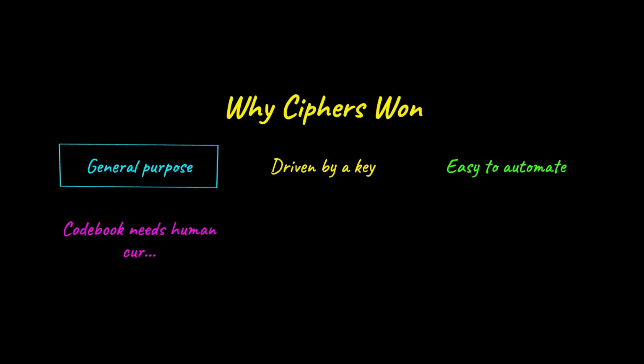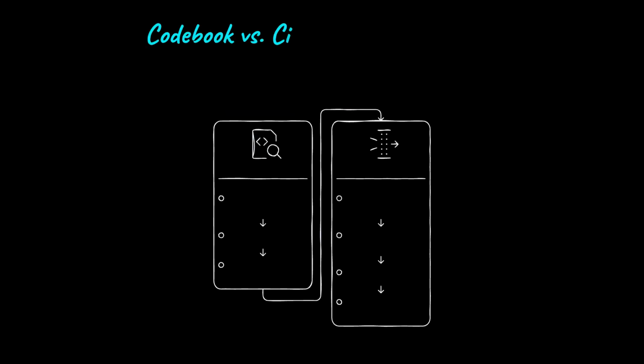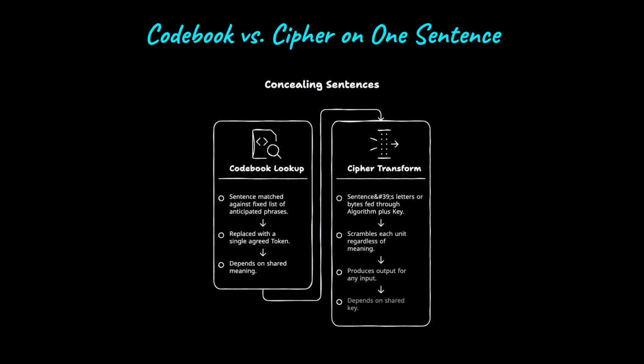Ciphers won the long competition for simple reasons. They are general purpose, driven by a key, and easy to automate at machine speed. A code, by contrast, requires a human-curated book, can't express anything outside its entries, and collapses if that book is captured. Picture two ways to conceal the same sentence.